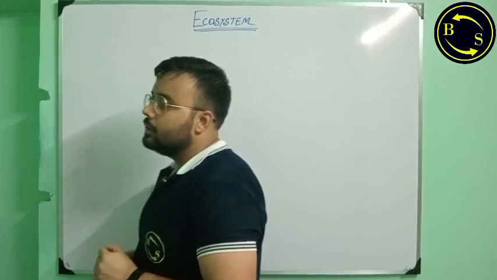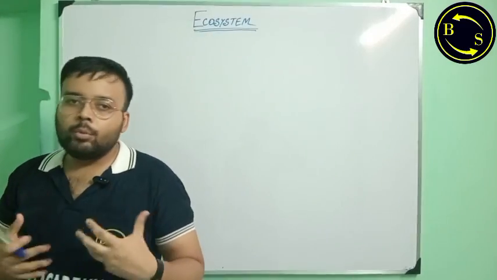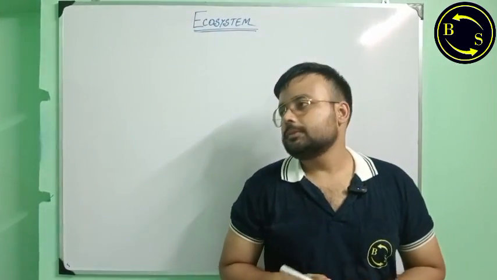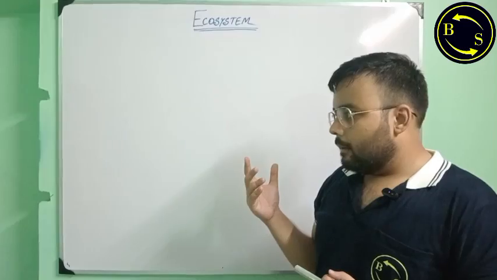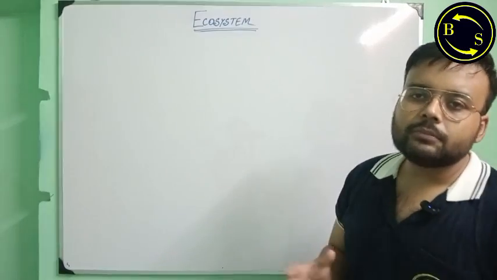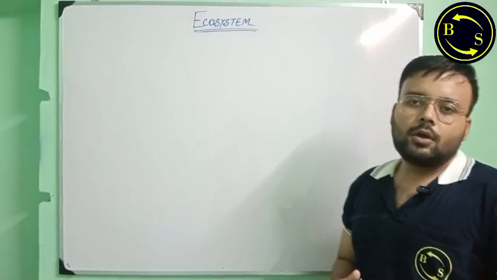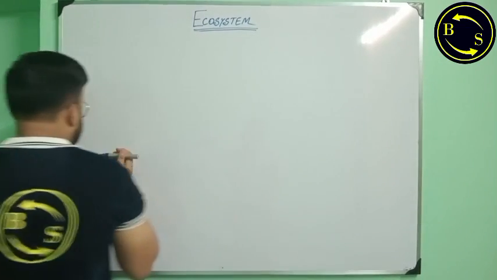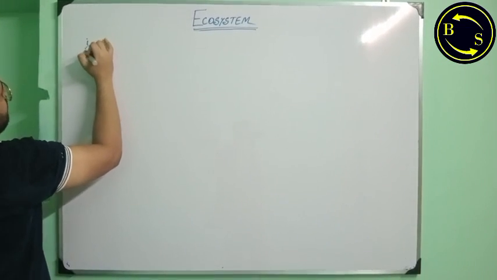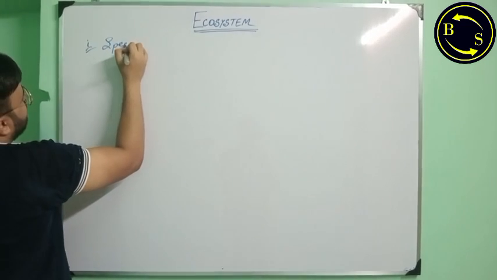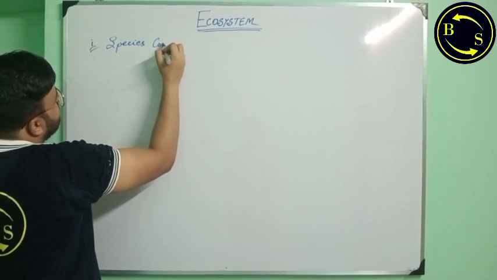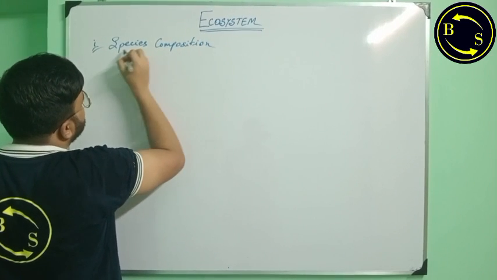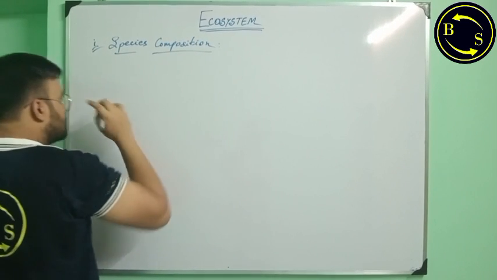You will also find mountainous ecosystem or alpine ecosystem high up in the mountains. So, all these ecosystems have some common features. We will look into them. The common features of all ecosystem, the first common feature of all ecosystem is species composition.